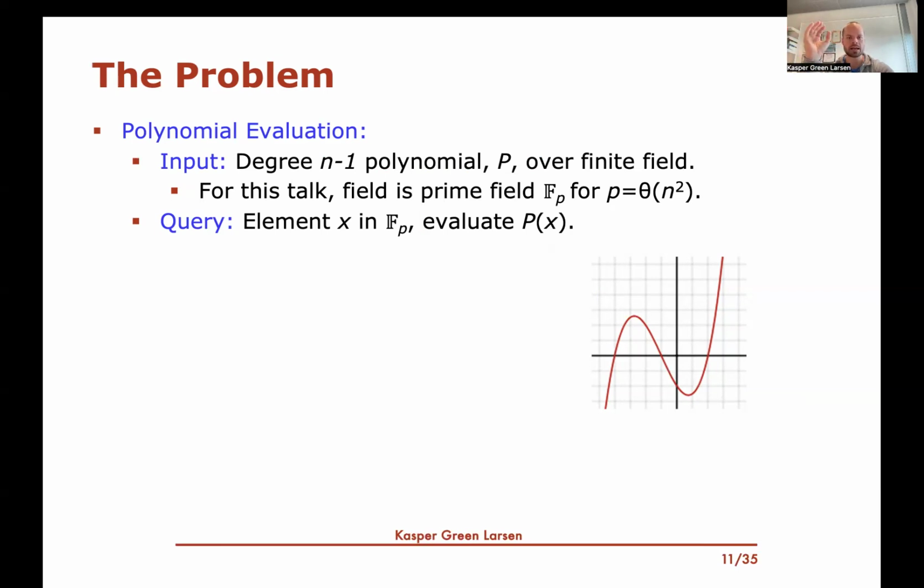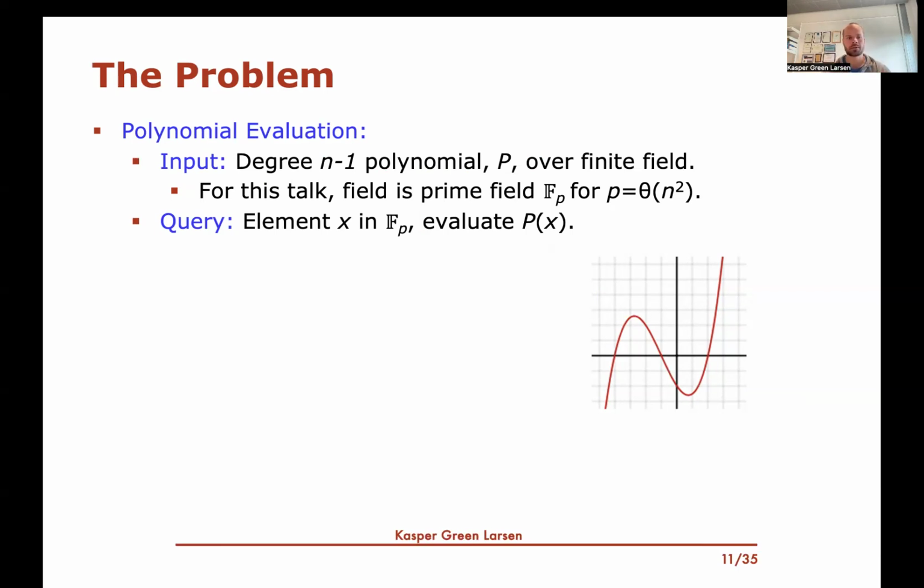So it's a little bit larger than the degree of the polynomial, the number of elements of the field. Okay, so it could have been any polynomial factor larger, the lower bounds will still go through, but we're just going to say the prime is around n squared. Okay, so that's the input, it's just a polynomial.